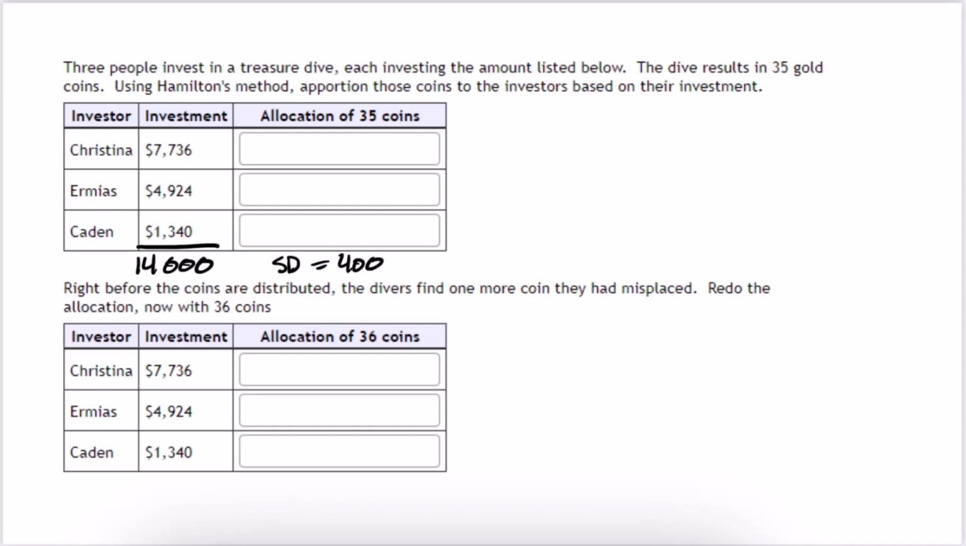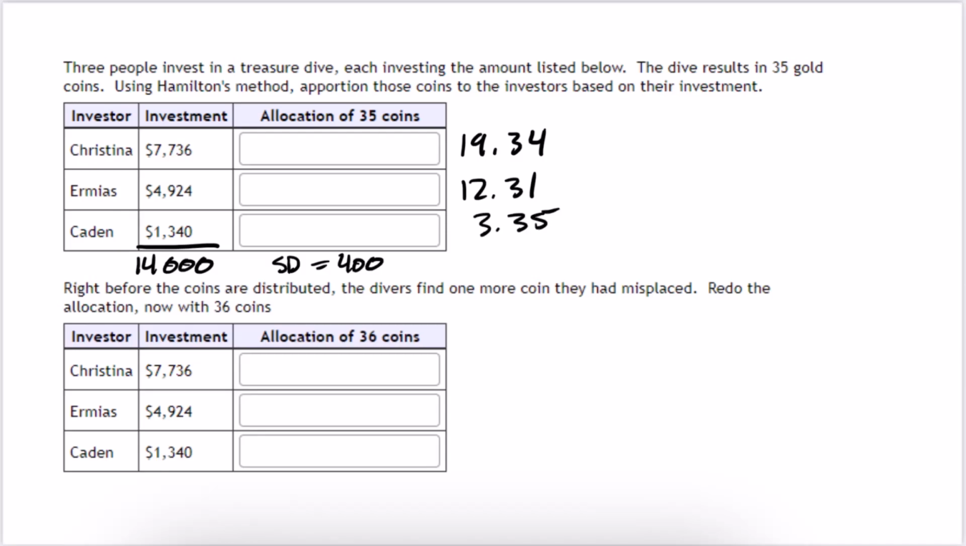If you take that $14,000 and divide by the 35 gold coins, you get a standard divisor of 400. Essentially it's saying that each gold coin should be equivalent to about $400 worth of investment money. So I take each of these investment amounts and divide by 400. Christina invested $7,736. If I divide that by 400, I get the decimal 19.34. If I take Ermias's number and divide by 400, I get 12.31. And if I take Caden's number and divide by 400, I get 3.35.